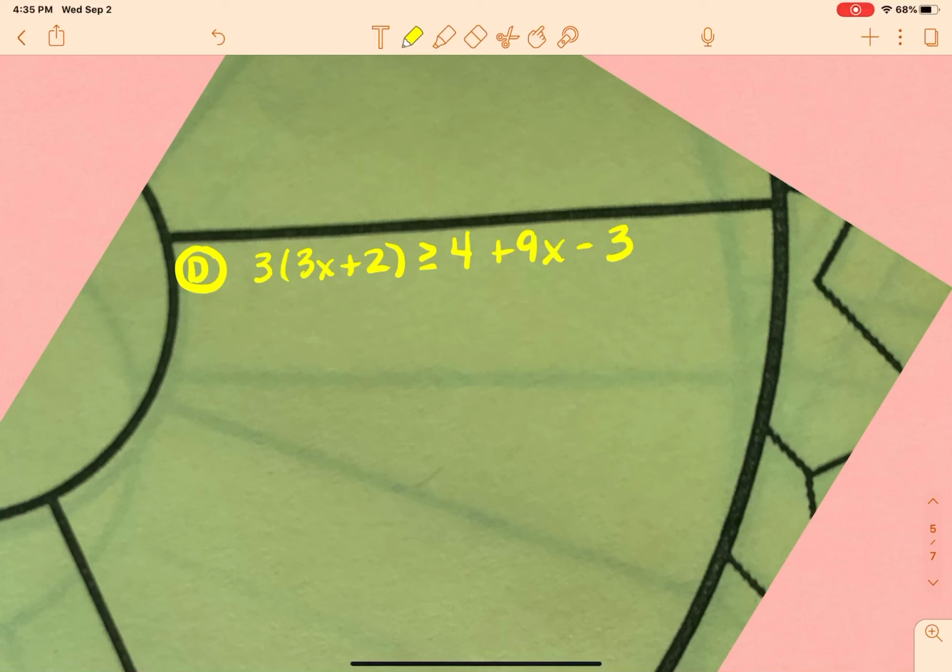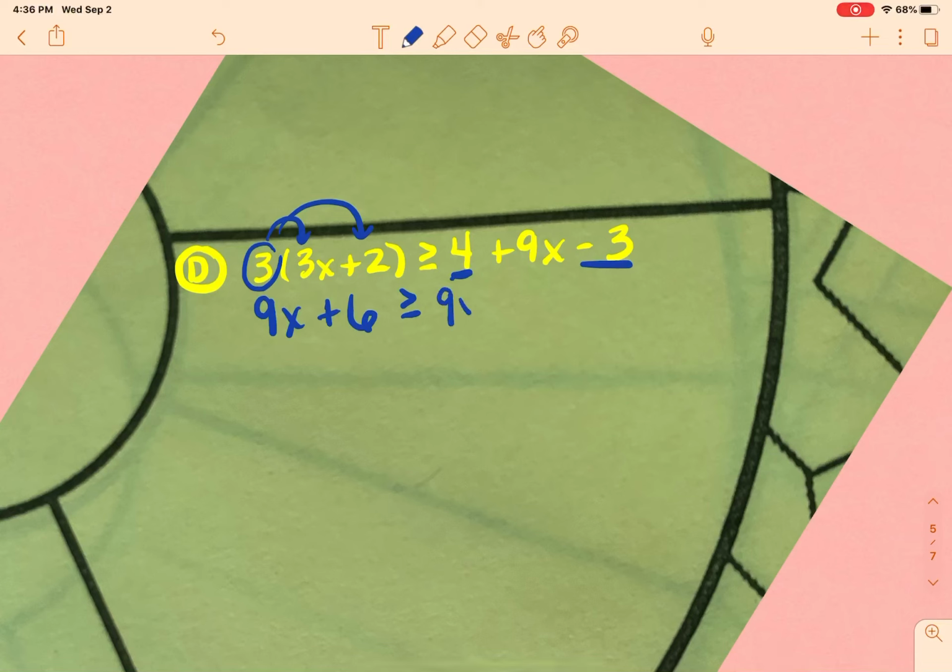So we're going to go through a little bit of what we did in the last one. We're going to start by distributing this to each value. So 3 times 3x is 9x. 3 times positive 2 is positive 6. Bring down my inequality. Now, on this side over here, do you notice that there are 2 just regular numbers? So I could put those together. First of all, I might bring the 9x down just so it's taken care of. But if I do 4 minus 3, it's going to be positive 1.